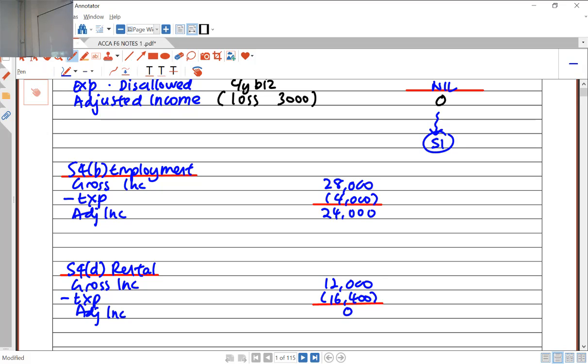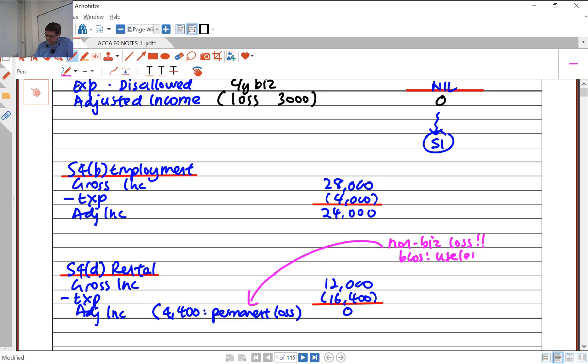So this loss that we see that falls under rental, that loss, 4,004, is our permanent loss. Okay, now we do have to differentiate that loss. For non-business loss, we'll just call it permanent. Now, why? Because this loss is useless in tax. Okay? Simply because the loss is useless.